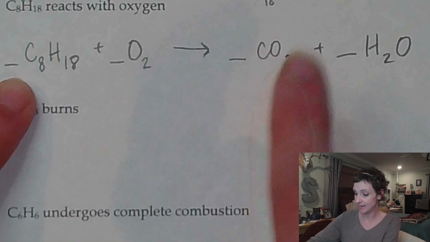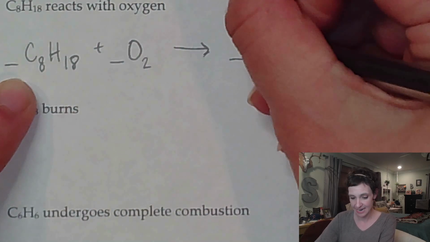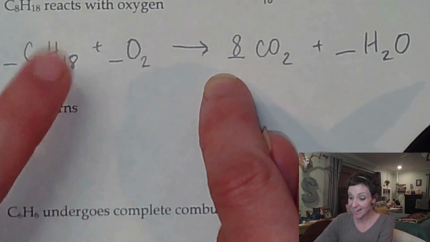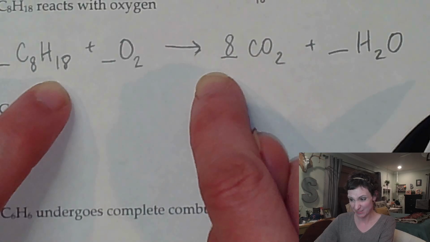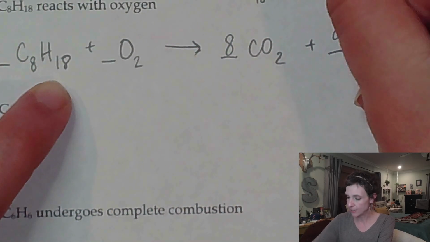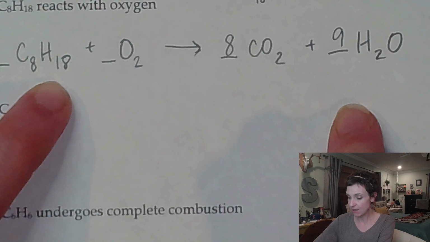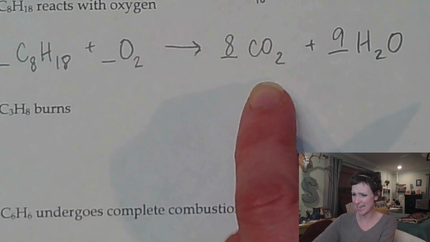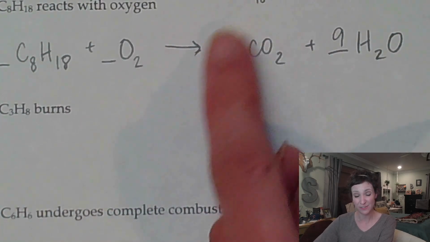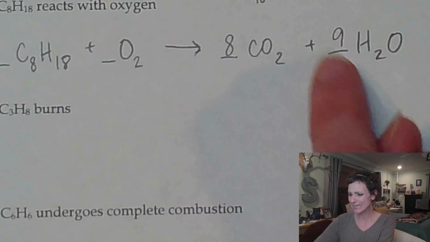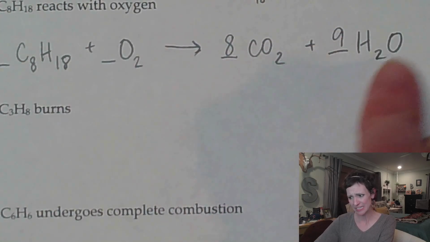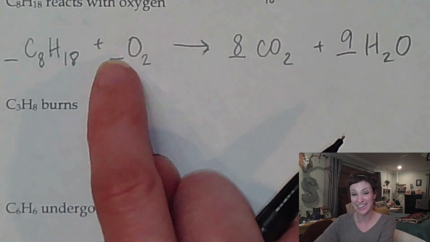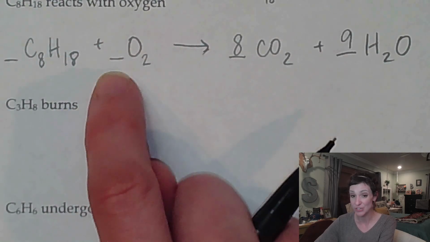8 on this side. To get 8 on this side, I need an 8, right? My hydrogens, I have 18 on this side, which means I will put a 9 in front of water to get 18 hydrogens. Count up the oxygens. I've got 8 times 2. That is 16 oxygens from my carbon dioxide. Plus 9. This is getting real scary already. 16 plus 9, that's 25. That is an odd number that I cannot resolve by putting a simple coefficient in front of O2.